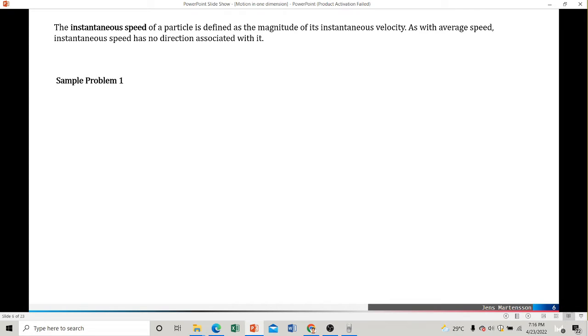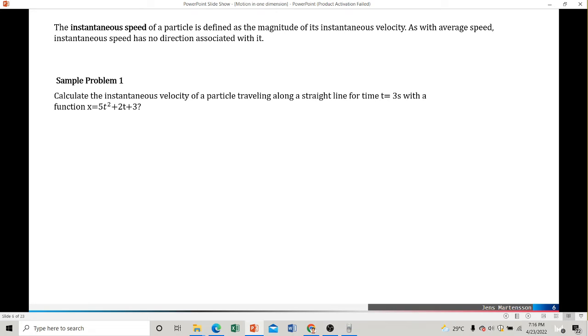So let's have sample problem 1. Calculate the instantaneous velocity of a particle traveling along a straight line for time t equal to 3 seconds with the function x is equals to 5t squared plus 2t plus 3. So first, what we are going to do is i-derivative ni nato no ang kaning function. So unsaon man using our power rule.